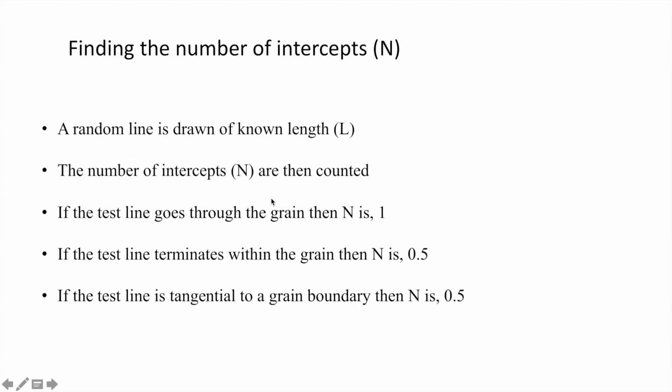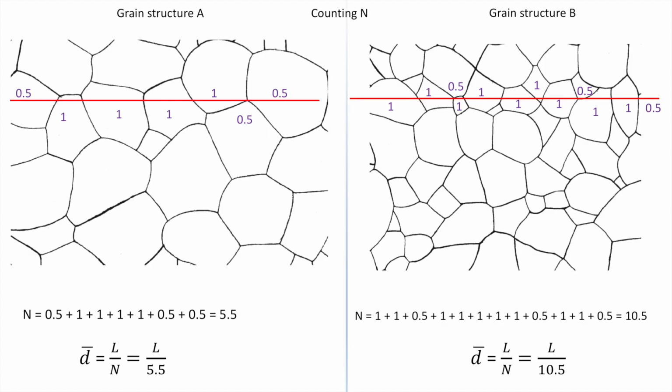So I'm going to do an example. First of all, let's look at N, the number of intercepts. First of all, we draw a random line of known length onto the microstructure. We then count the number of intercepts, N, and there are a few rules we have to obey here. If the test line goes through a grain, then we say that N equals 1. If the test line terminates within a grain, then we say that N equals 0.5. And if the test line is tangential to a grain boundary, then we say that N is equal to 0.5 again.